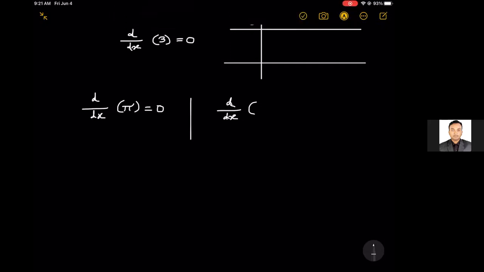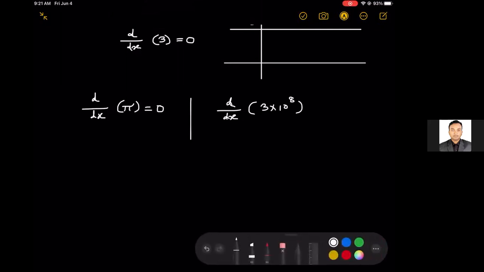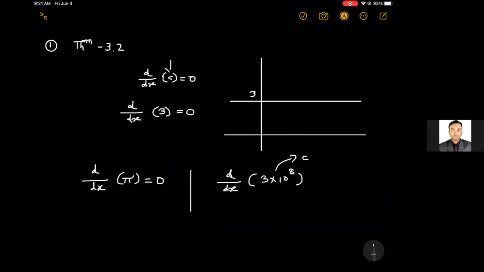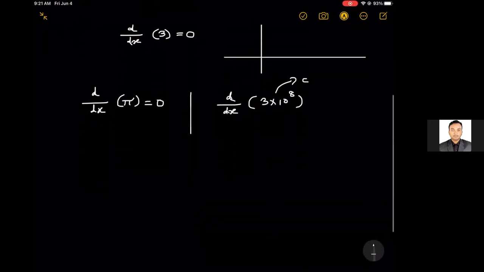So another constant could be, let's say, the speed of light. Or I might write a C here. The reason I'm not writing C here, generally we denote it by C, is because our formula says C for constant. And that's actually for any constant. So let's say the speed of the light.